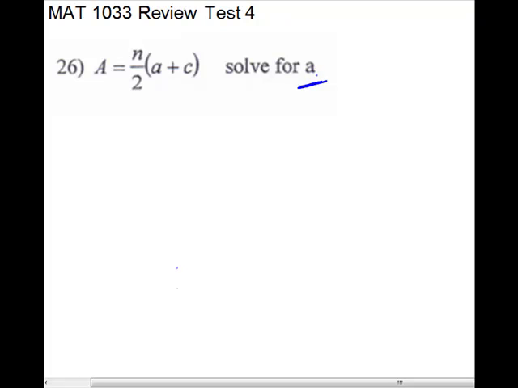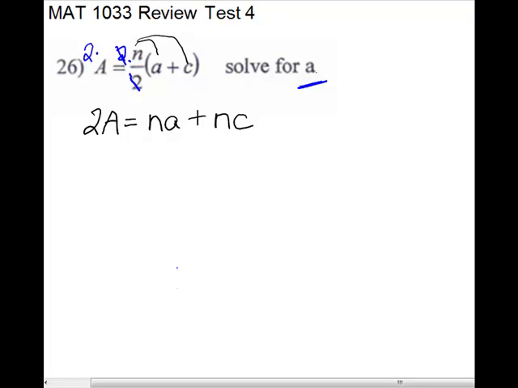The first thing we need to do is to get rid of any fraction. So we're going to pick the common denominator. It will be 2 since there's only the one fraction. And you will multiply on both sides by 2. We'll do 2 times the a, and on the right-hand side, just do the 2 at the front. It will cancel the 2 in the denominator. So when we clean up, we have 2a equals, and we can go ahead and distribute the n. So we have na plus nc.